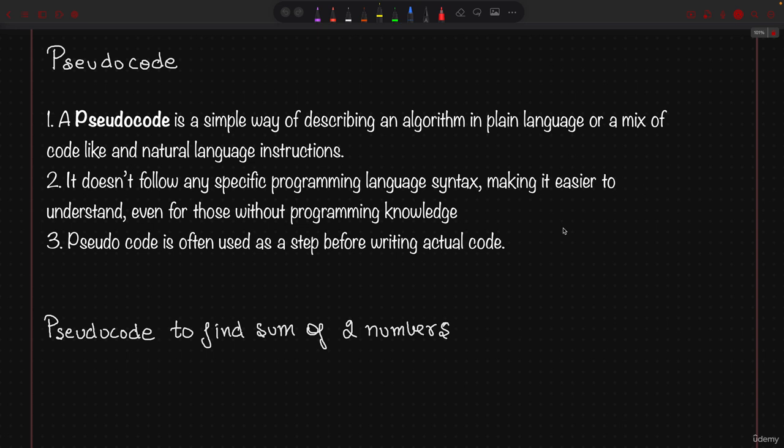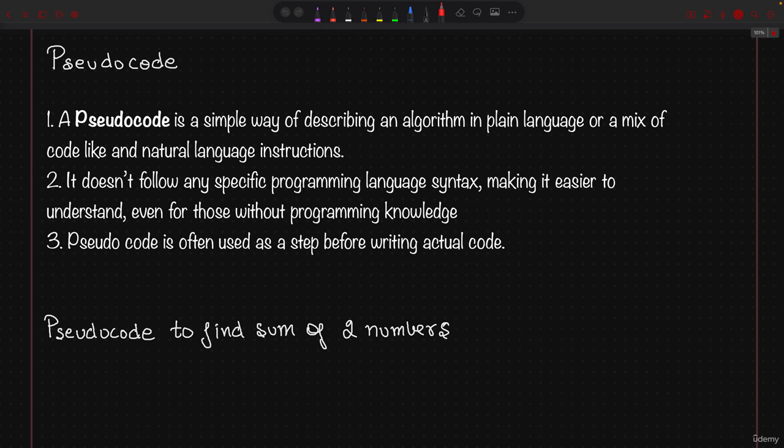Now a pseudocode is a simple way of describing an algorithm in plain language or a mix of code-like and natural language instruction. Okay. So it is very close to English where we are not saying that we are writing the code. We are just trying to write how exactly our code is going to be. It doesn't have to follow any syntax. It can even have syntactical error or anything. That is rather not something which I am aiming for as well. My aim is that in simple plain language, I am able to just tell what I'm going to do. It is not dependent on any language, so a pseudocode can be transformed into C, C++, Java, Python, anything, right?